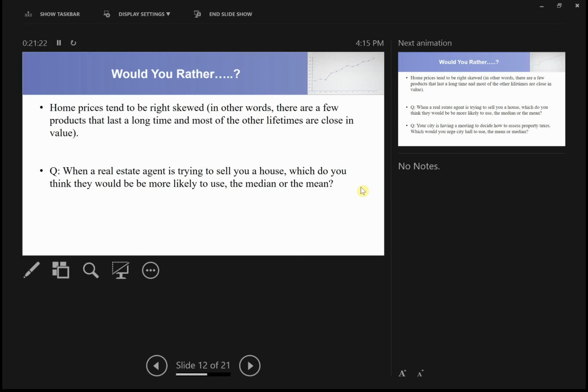to buy the house. What statistic are they going to quote? Are they going to tell you the median home price in the neighborhood, or the mean home price in the neighborhood? Which one do you think that they'll use? The mean. Why? It's higher. And so what would the effect be? Why would they want to tell you the higher value? You think you're getting a deal. Think you're getting a good deal.